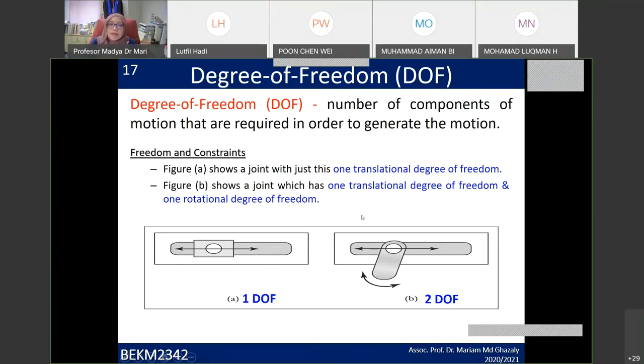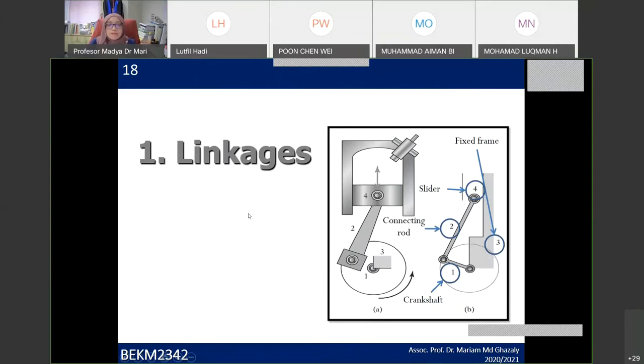If you have two motions, for example, this one is going to move in linear and you have another end effector here that is going to rotate, this is what we call 2 degrees of freedom. So these are the main components. But normally in robotics, you have 6 degrees of freedom, lots of degrees of freedom. So let's look at the first one, which is the linkages.